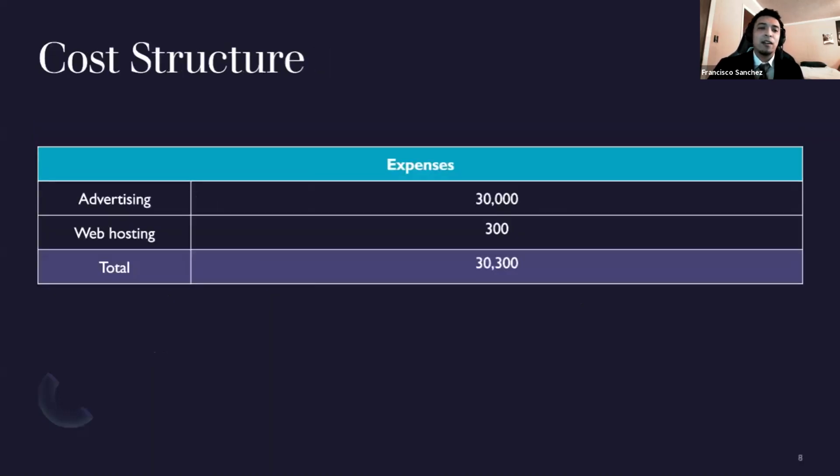All right, moving on to the expenses. You can see that we have an expense of 30,000 for advertising. The reason it is so high is because we are trying to be aggressive as early as possible. We're trying to just get as many users as we can right off the bat.